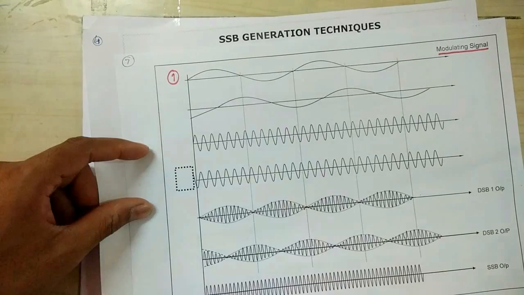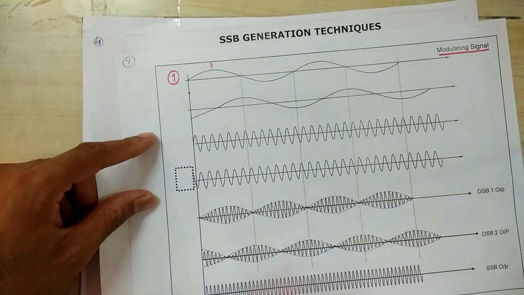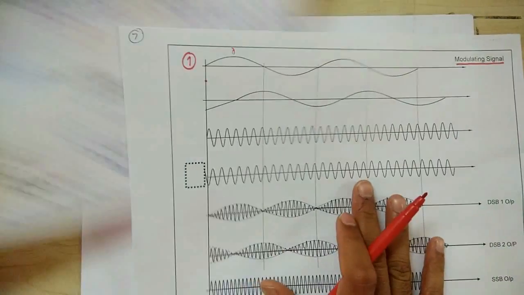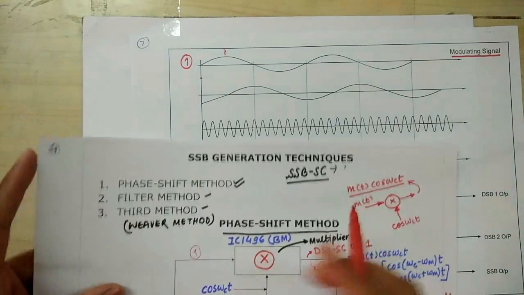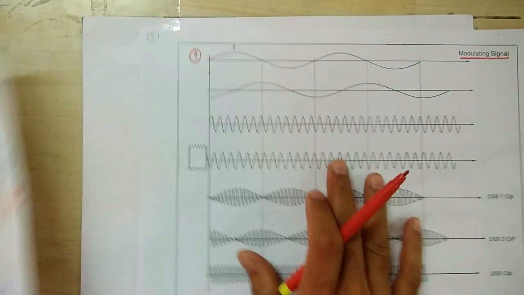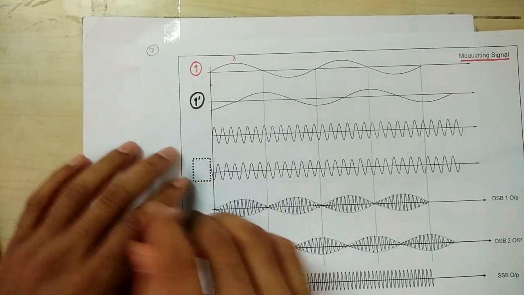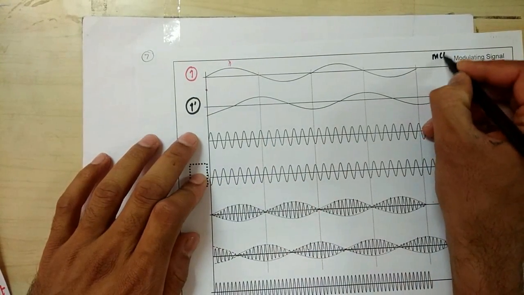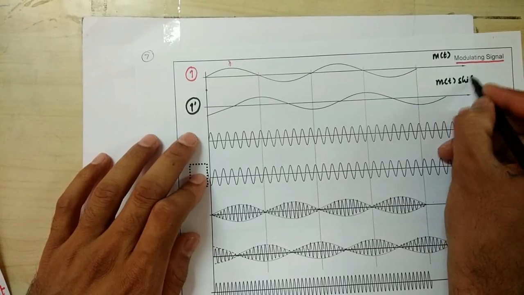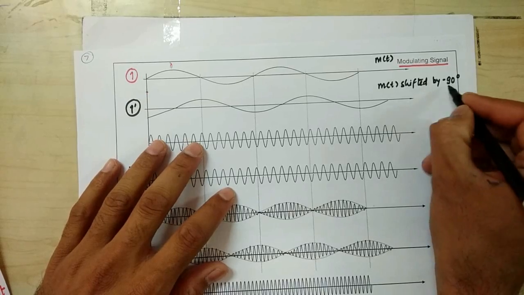We have drawn it like a sine, but it's not a problem. We can shift this reference line here, and it becomes cos then. But while drawing, I have drawn it like a sine wave. It's not a problem there. And if you see this 1 dash, it is the minus 90 degree phase shifted version of this. So this is 1 dash, which is, if this is my message signal m of t, shifted by minus 90 degree.